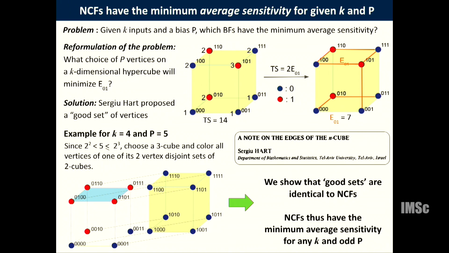So for example, if you had to arrange 5 vertices on a 4-cube such that you minimize this E01, this is the arrangement that is given. I won't go into the details. So we could just cast the problem as a problem on the Boolean hypercube, then as a problem of finding the minimum number of edges between 2 colors, and then we got the arrangement from solutions in the computer science literature, and we just had to show that the arrangement is always an NCF. With that we have proven that for any value of k and odd bias p, the NCF is always going to have the minimum average sensitivity. So this is the analytical proof which holds for anything.